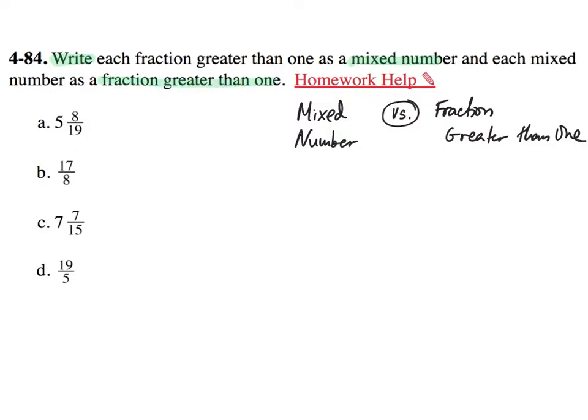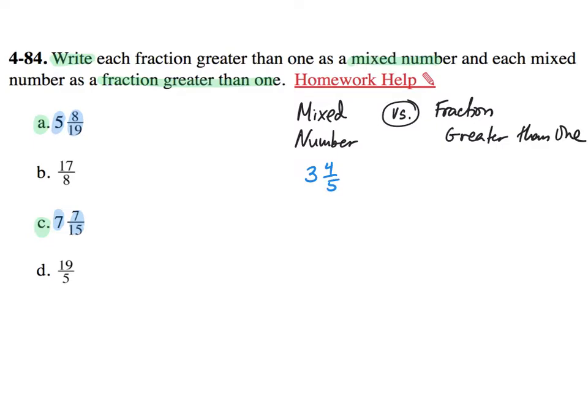So mixed number examples are actually letter A and letter C. We have a whole number in front and then we have a fraction. So that's what a mixed number is, like a 3 and 4/5. So that's another example.